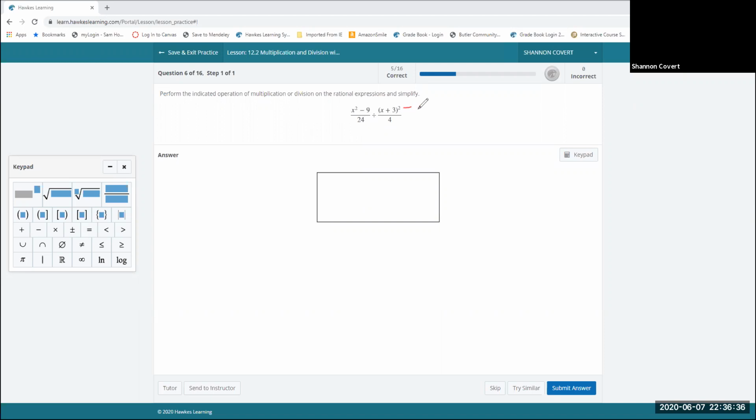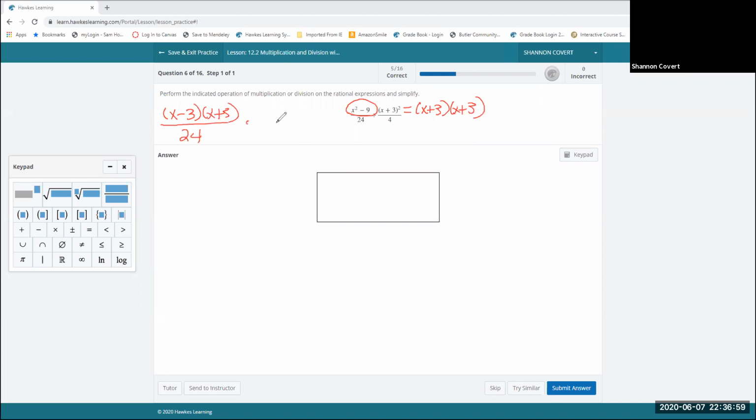So this means (x + 3) times (x + 3). The nice thing is it's already factored. I don't have to worry about that. It looks like the only one I'm going to have to factor is this one, x² − 9. So x² − 9 factors into (x − 3)(x + 3), all over 24.